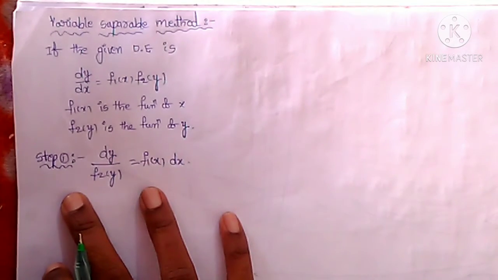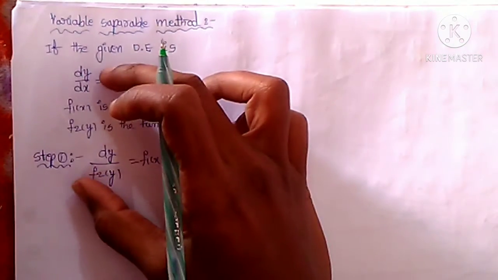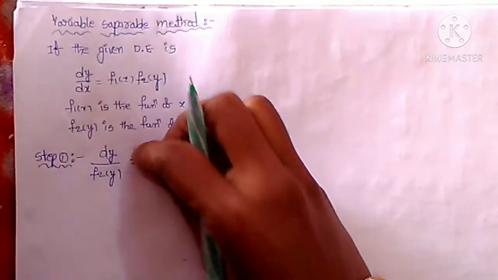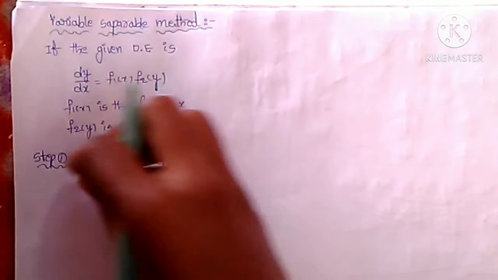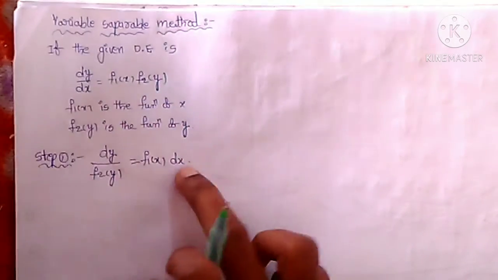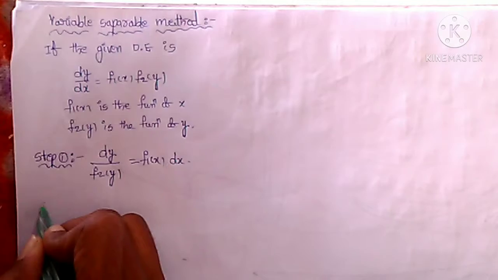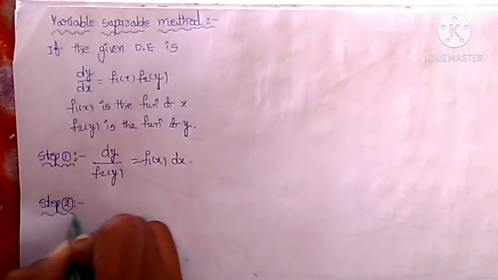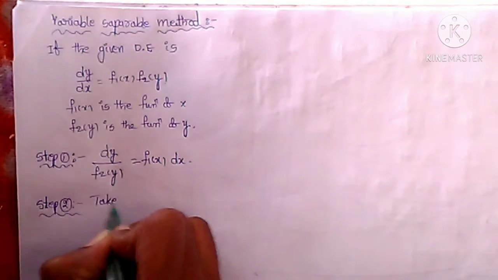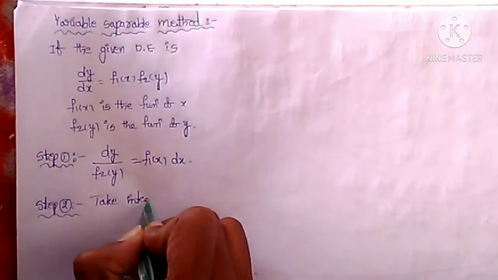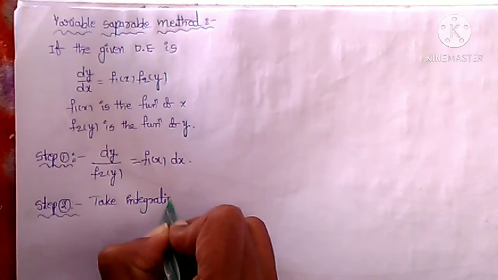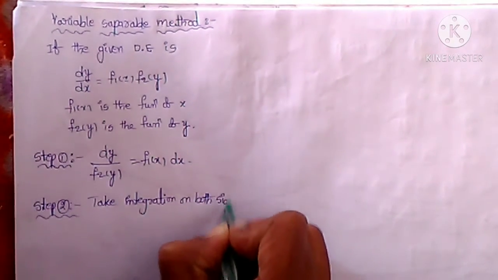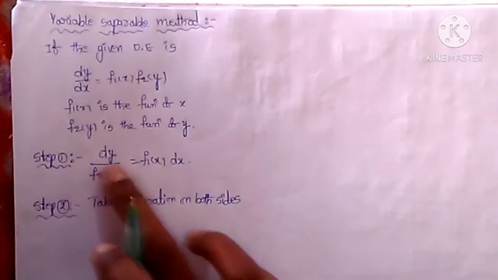In the first step, you have to separate the x terms into one side and y terms into another side. These total values are in x. These total values are in y. That means the first step is completed. In the second step, take integration on both sides.